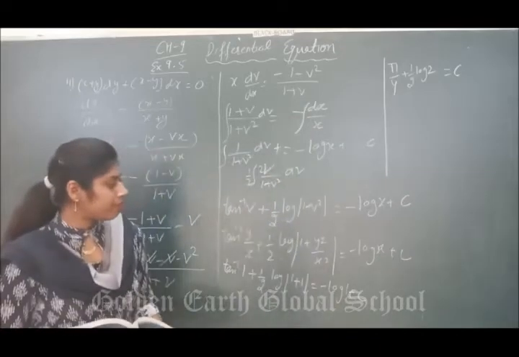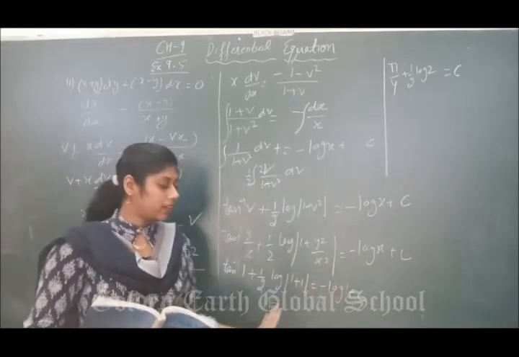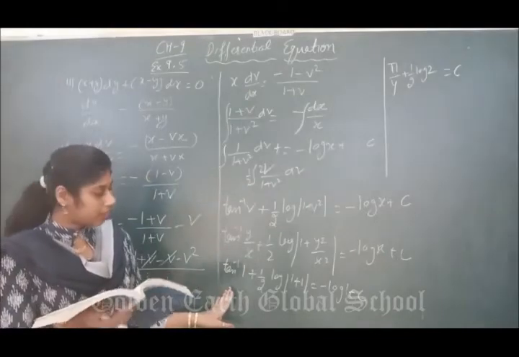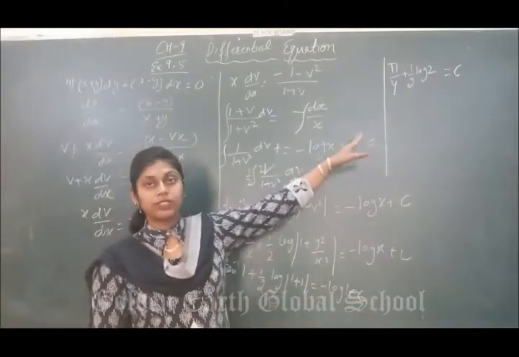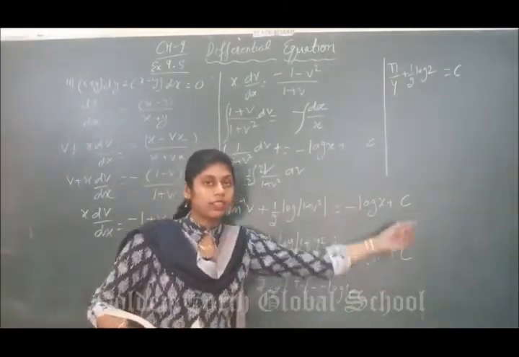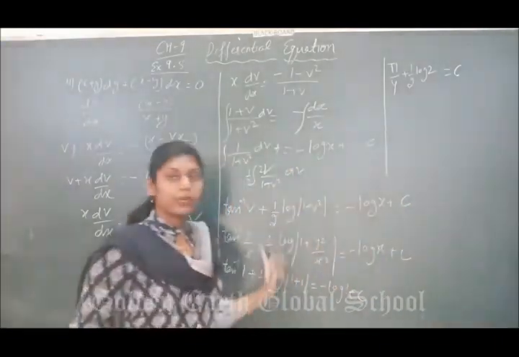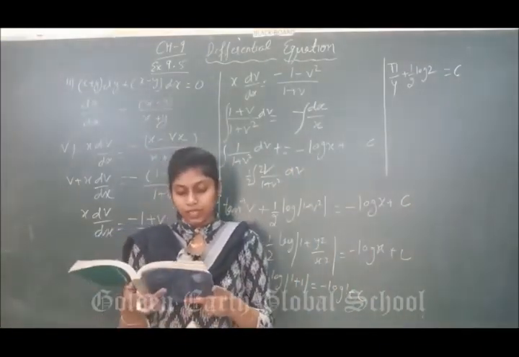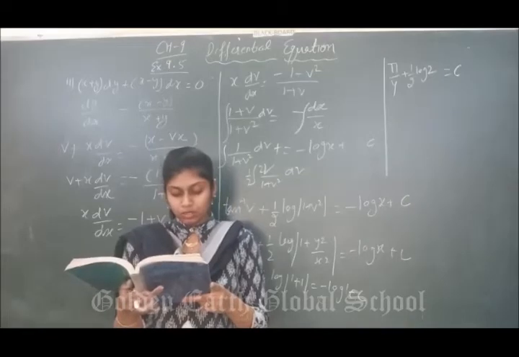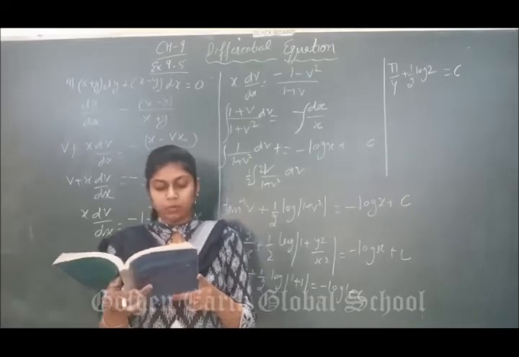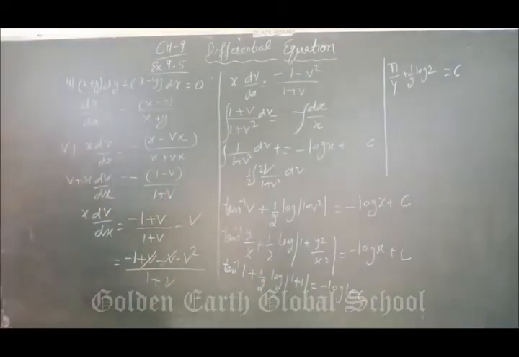Clear? First of all, find the general solution. Then by using the given condition, find the value of c. Now replace this c with this term. So this will become your particular solution. Clear? Next question, we will solve question number 13.